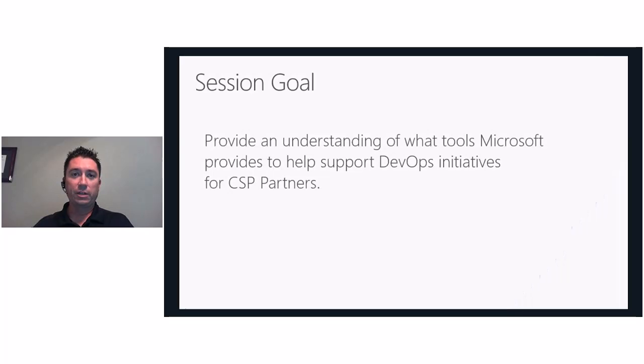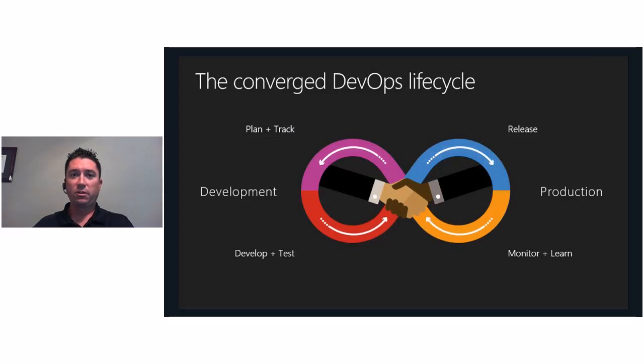To give you a rundown of what we're going to try to get out of our next 45 minutes to an hour together is to hopefully give you an understanding of what tools Microsoft has developed and provides to help support both yours and your customers' DevOps initiatives. And as a quick summary of DevOps, Microsoft looks at it as this converged DevOps lifecycle, where you have the idea of planning and development and test, release, monitoring, learning, and taking a better combined merged approach between the different actors in the application lifecycle to really provide a shorter iteration period and higher throughput of value to your end users or your customers.